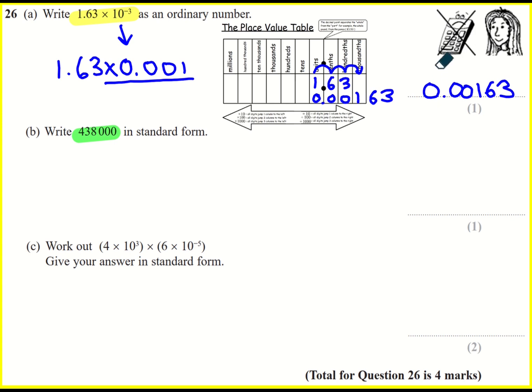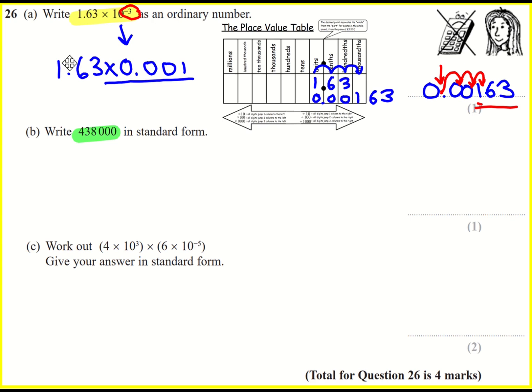You can always check that as well. So you take your decimal point, and this is like the number of jumps it makes, and it's negative, so it's going to the right. So it's going 1 jump, 2 jumps, 3 jumps, and we do end up, if the decimal point was there, we would end up at 1.63. So we know we've got that correct. So 0.00163. That is as an ordinary number.